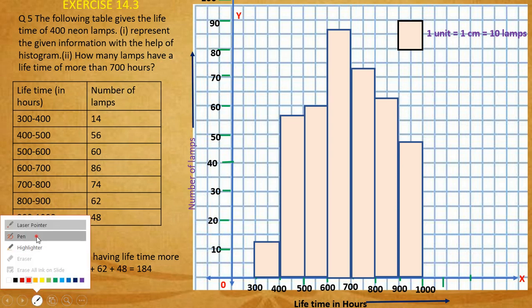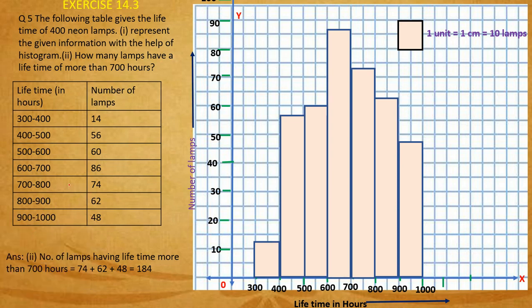So we have to observe the lifetimes from 700 onwards. There are three values: 700 to 800 is 74, then 800 to 900 is 62, and 900 to 1000 is 48. When we add all these three, we get the number of lamps whose lifetime is more than 700, which is 74 plus 62 plus 48, that is equal to 184.